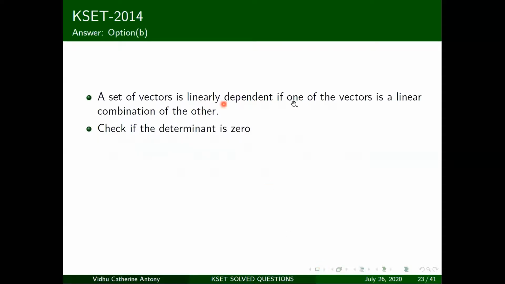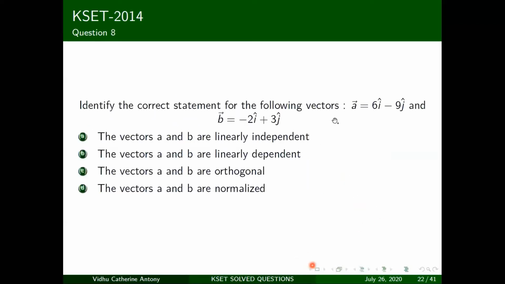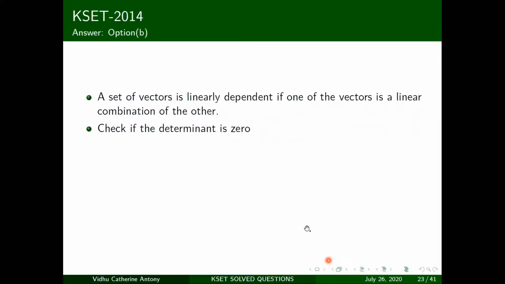A set of vectors is linearly dependent if one of the vectors is a linear combination of the other. So basically you check if the determinant is 0, and in this case the determinant is 0. The easiest other way to look at it is that I can write the A vector as minus 3 times the B vector, right? So I end up getting the A vector. So basically these are dependent on one another. That's the quickest way to check for linear dependence. This is the most formal way to check if they are dependent or linearly independent.